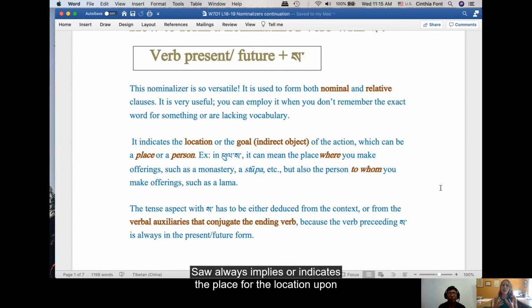Sa always implies or indicates the place or the location upon which an action is taking place, or it also indicates what we call in grammar the goal or the indirect object of the action, which can either be a place or a person. This is a very subtle topic that will require a little bit of time. That's why I've put it in red so that you can try and keep it in mind.